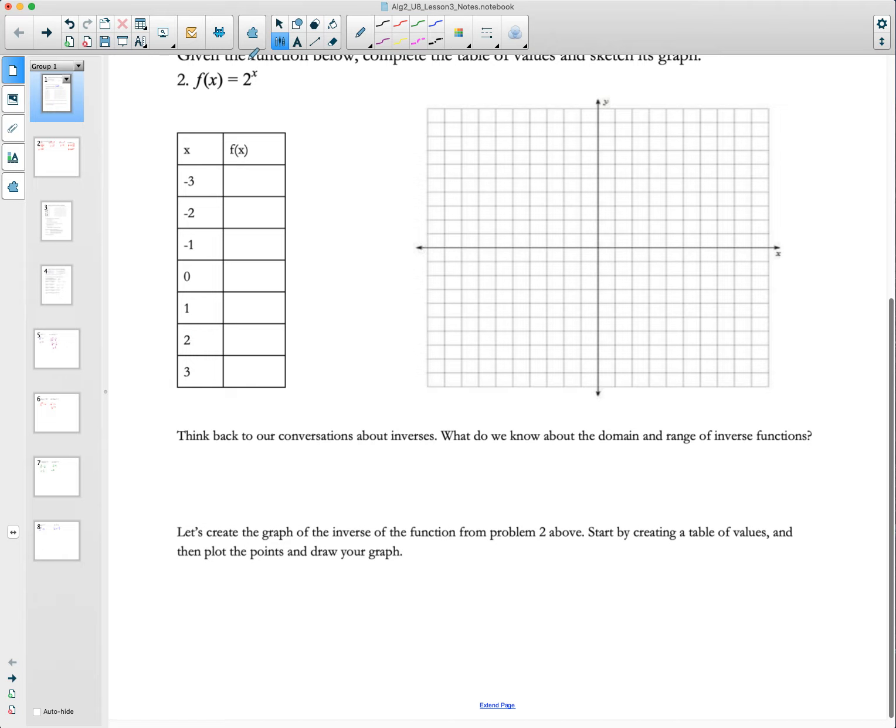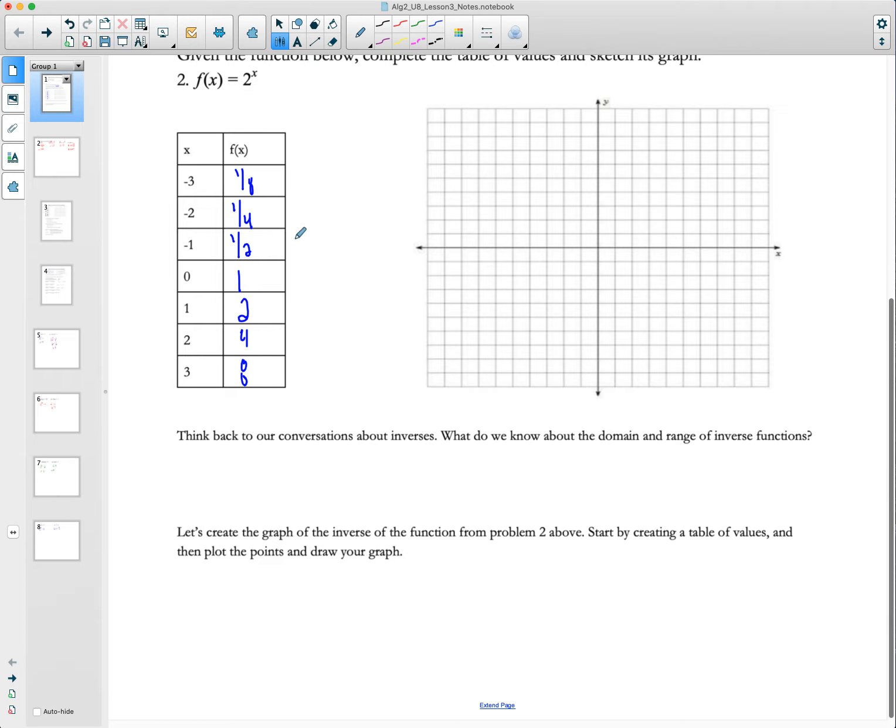All right, so 2 to the -3rd power would be 1/8. 2 to the -2 would be 1/4. 2 to the -1 would be 1/2. 2 to the 0 would be 1. 2 to the first power would be 2. 2 to the second power would be 4. And then 2 to the third power would be 8.